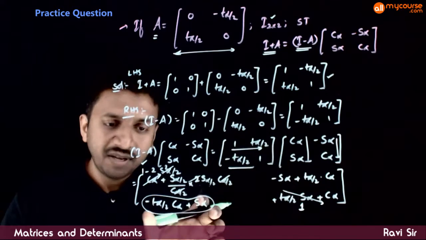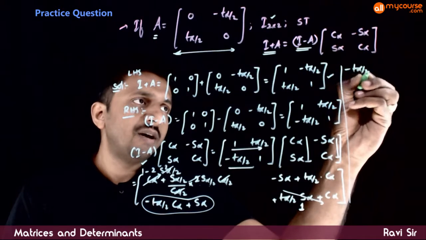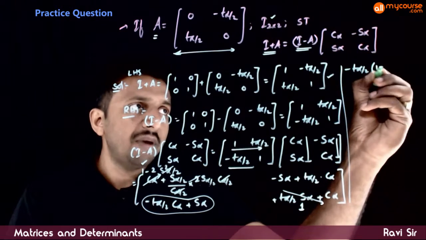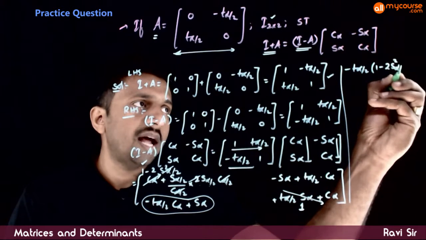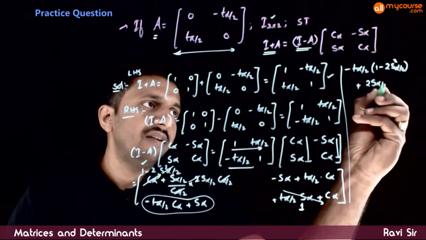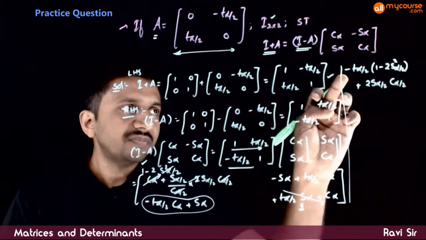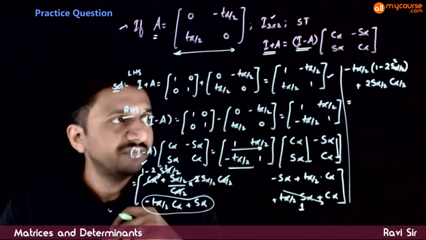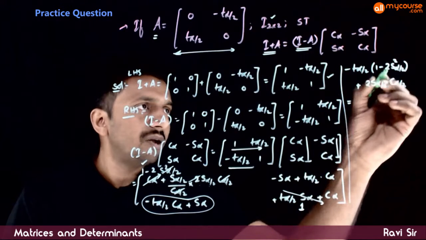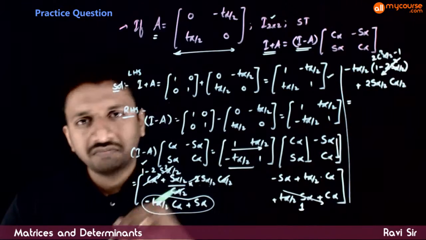Let me just try to simplify this. So minus tan α by 2 times cos α, which is 1 minus 2 sin square α by 2, plus sin α, which is 2 sin α by 2 cos α by 2. So that is equal to minus tan α by 2 into minus 1. Instead of 1 minus 2 sin square α by 2, I write it as 2 cos square α by 2 minus 1, which is also the same.